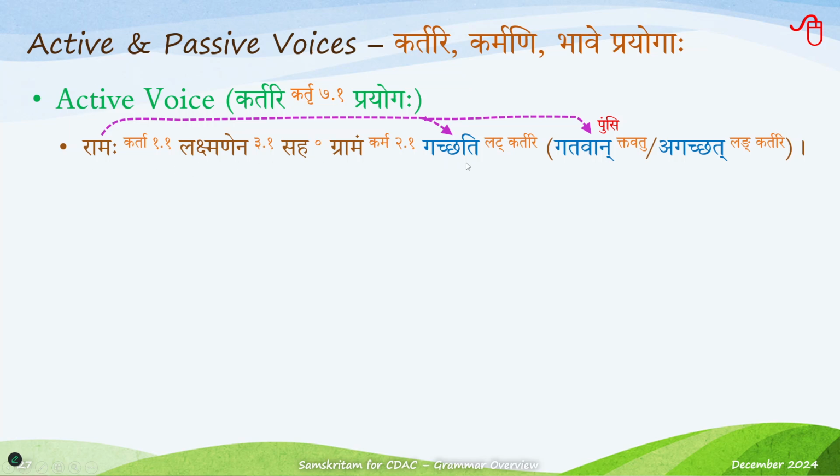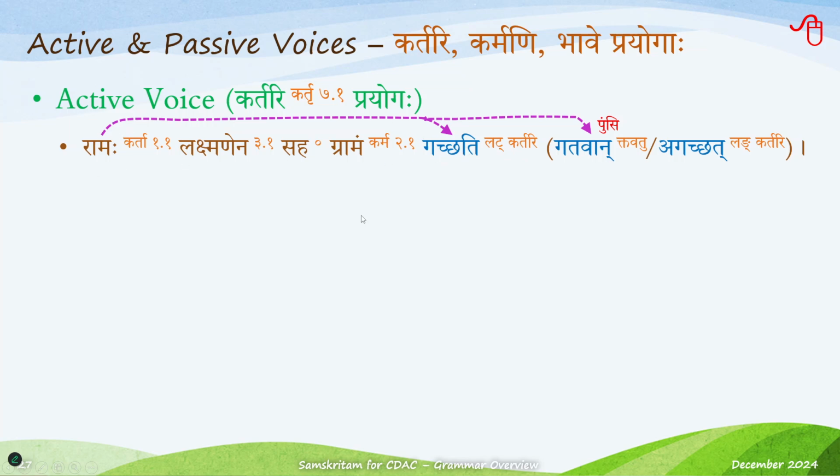So I didn't go into the detail. Thanks for bringing it to my attention. So Rama is the subject, with Lakshmana, as in Lakshmanena saha gramam gacchati. Gramam is the object of going, the karma, and the gamana kriya is indicated by gacchati. It is in active voice because the gacchati form is a kartari form which sits in karta. So it goes with Rama.